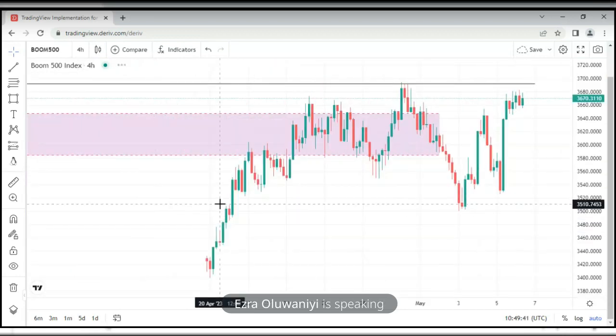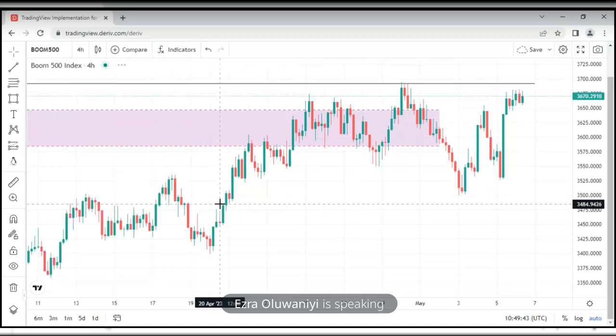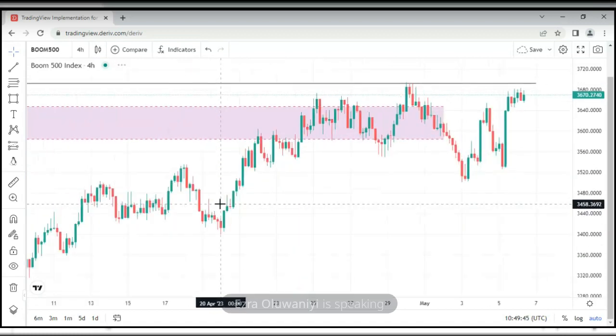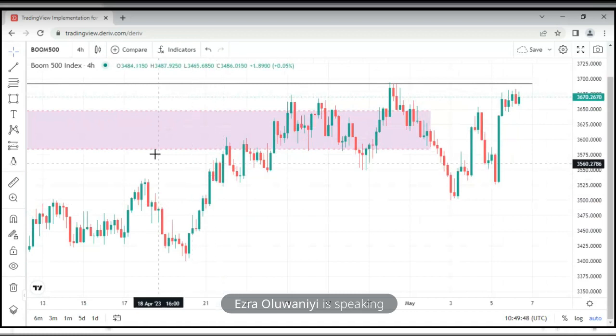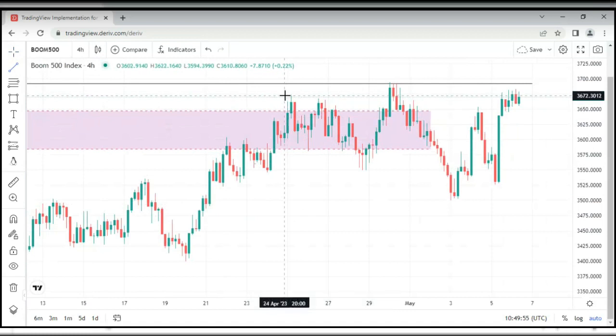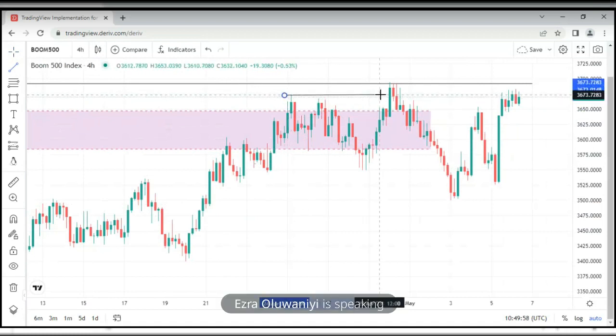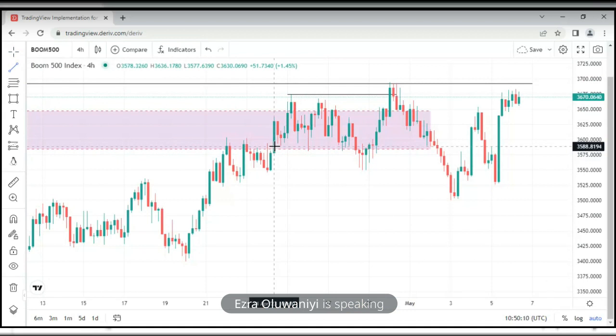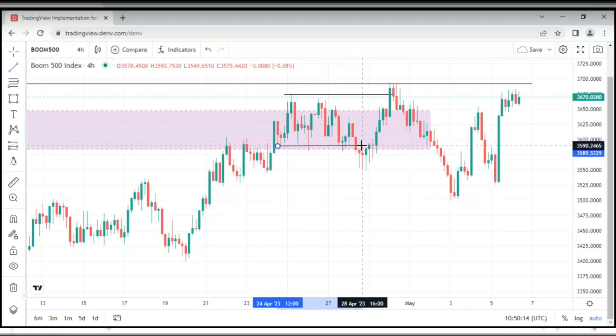All right, so let's mark structure on H4. Let's mark structure on H4, okay? Now, according to what you have been taught, we have this. This was the last high that was created. Now, let me show you something, because most of the persons, the way we enter trades is very, maybe, I don't know what to call it, but let's just assume this is the H4 previous low. This is the H4 previous low.